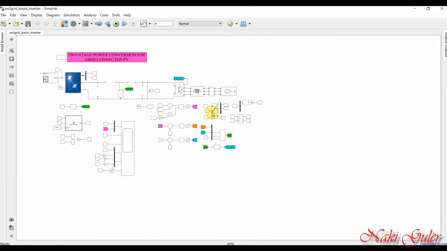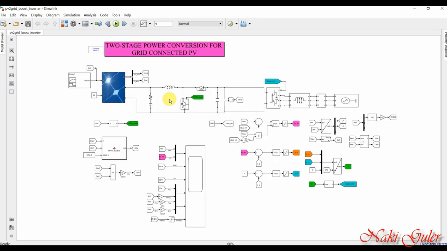Okay, this is the complete view of our system.